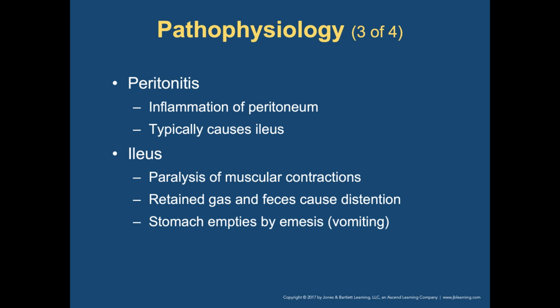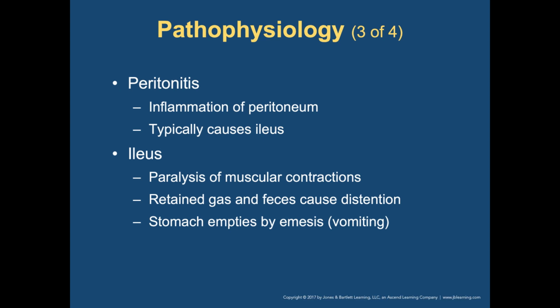The stomach can empty itself only by vomiting. Peritonitis is frequently associated with nausea and vomiting. It's kind of a telltale sign because it's only got to go one way. It's only going to go up. So we want to make sure we can try to prevent that if we recognize it early.